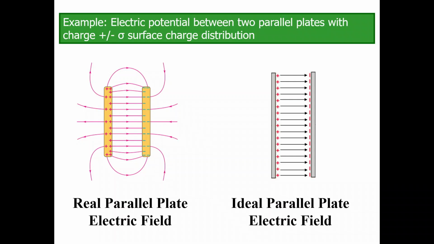When we look at these parallel plates, we are going to assume an ideal situation. Real parallel plates have the positive charges primarily focused on the inside, but there are some out here on the outside. And the same with the negative charges. They're going to be focused towards the center, but there's going to be some still here on the backside.